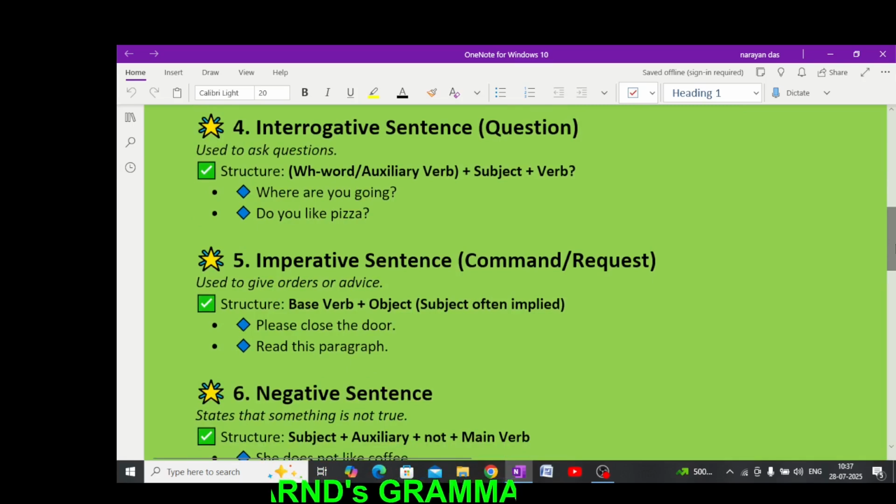Then you have most common sentence structure is interrogative sentence structure or question sentence structure. This structure is used to ask questions. Structure, WH word, or we can say WH question word, then auxiliary verb or helping verb, then subject, then verb, and then mark of interrogation.